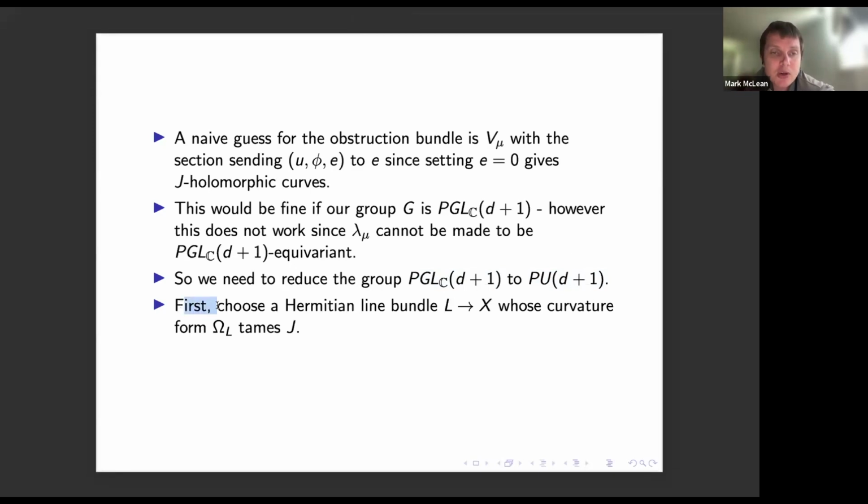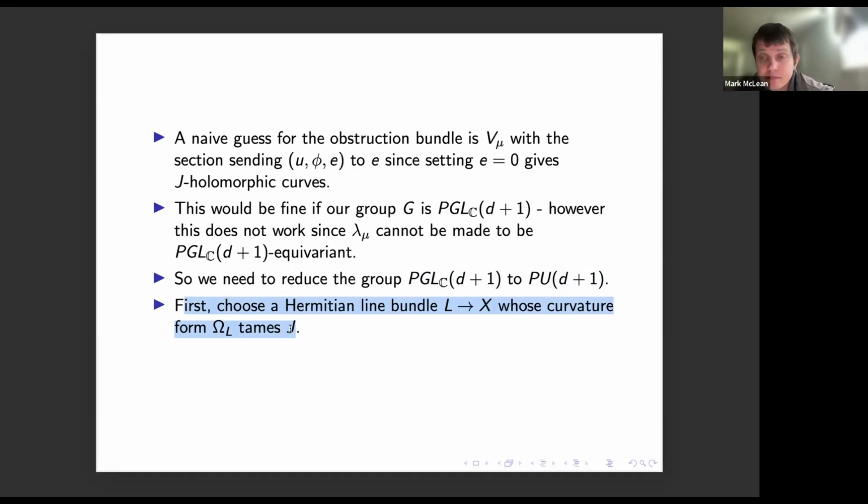So, okay, what we need to do is we need some more data. So we need to make another choice. The other choice is we choose a Hermitian line bundle L over X, whose curvature form tames J.